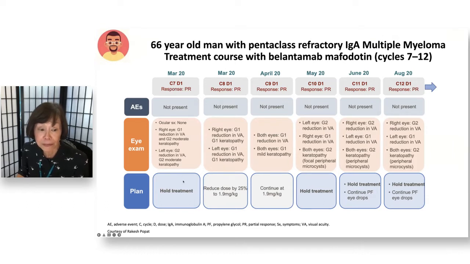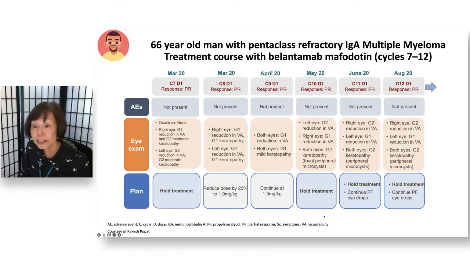At cycle 7, again, we had to hold treatment because of the grade 2 reduction in visual acuity, but he also started getting visual acuity problems in the right eye, in addition to the left eye. At the next cycle, his visual acuity problems had reduced to grade 1. He still had keratopathy, but grade 1, and so we were able to restart treatment at a lower dose of 1.9 mg per kg. In the next cycle, we were able to continue treatment, although he still had grade 1 ocular toxicity. You will note throughout here that he had no other toxicities, no other AEs, they were all ocular.